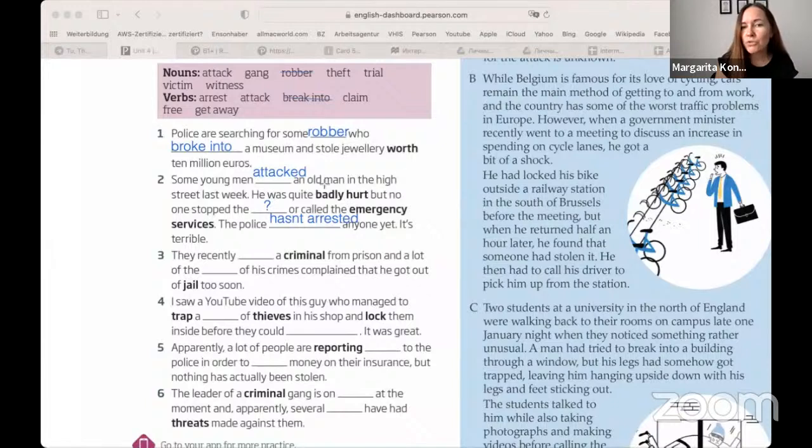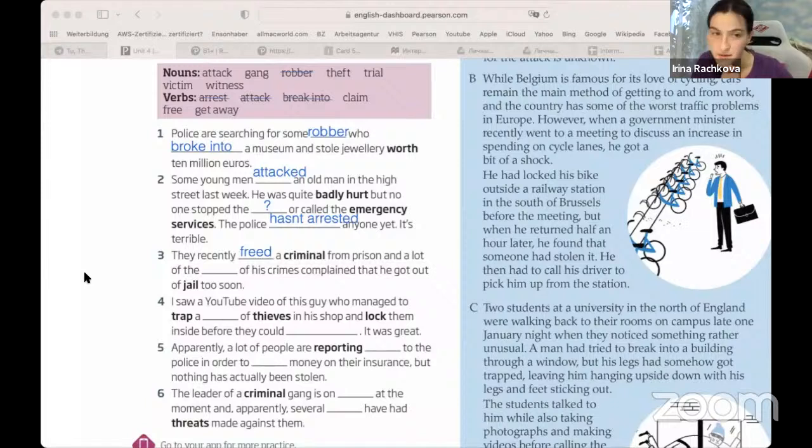Okay. Do you understand badly hurt? Ну, он был тяжело ранен. Тяжело ранен, that's right. And emergency service, I think you also get it, yes? All right, very good. Try number 3. They recently freed a criminal from prison, and a lot of the victims of his crimes complained that he got out of jail too soon.